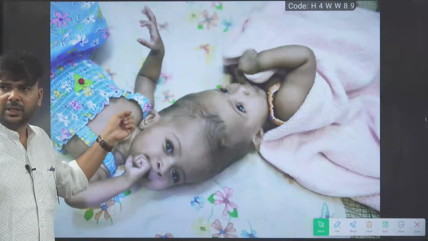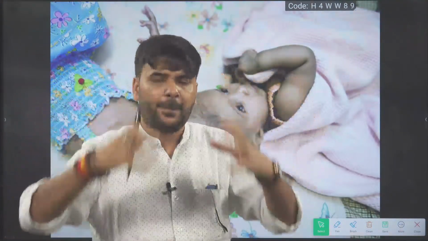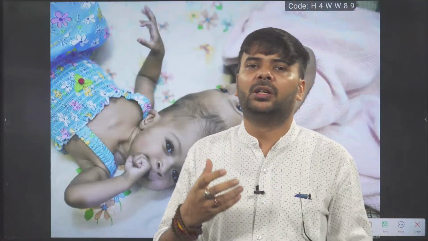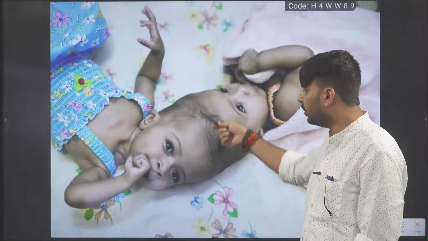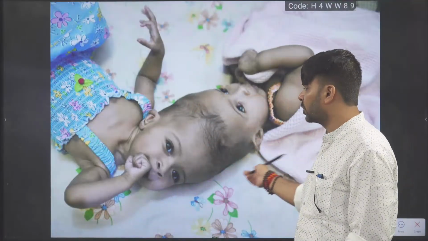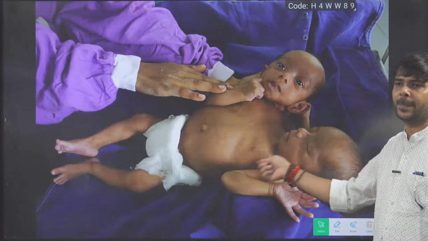Here you come to conjoined twins again. Conjoined twins occur when part of the body has separated but not completely, so they are still attached. It is called the conjoined twin. Failed to separate. Here you can see the conjoined twin, failed to separate.